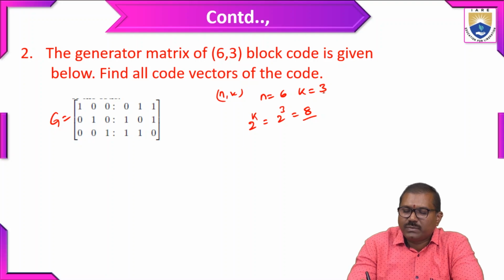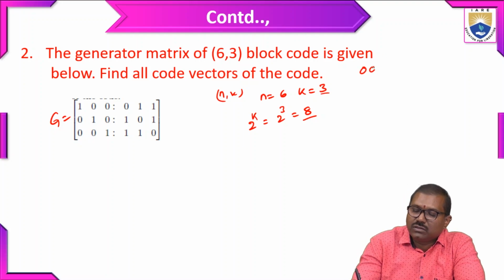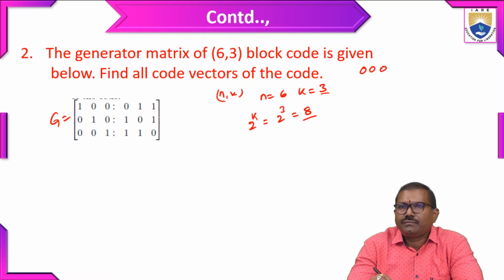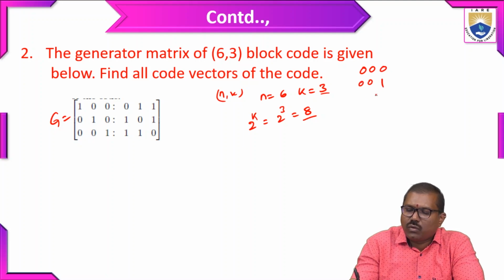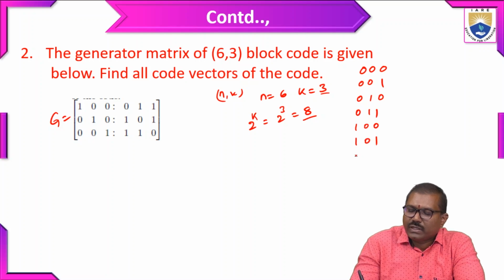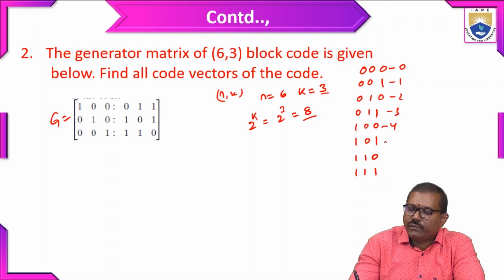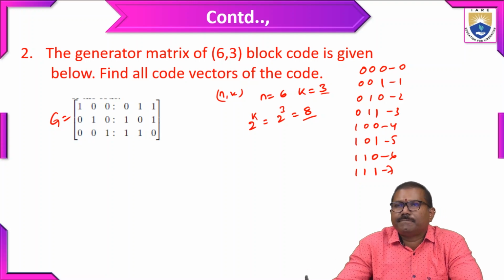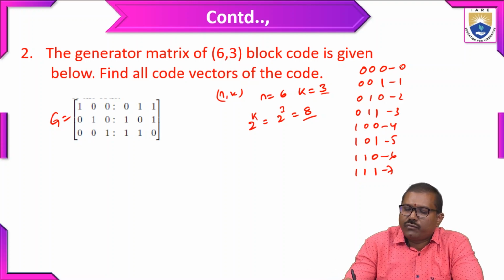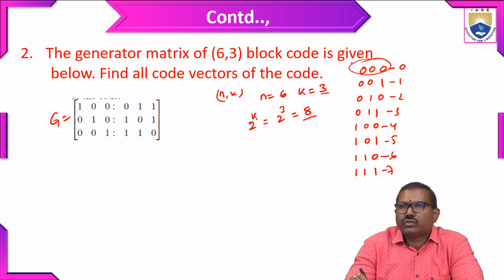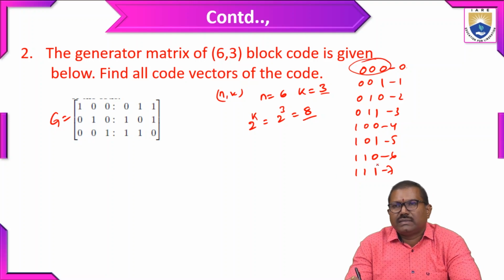It is 3 bits, so that means it starts with 0 0 0. Then 0 0 1, 0 1 0, 0 1 1, 1 0 0, 1 0 1, 1 1 0, 1 1 1. That means from 0 to 7 when you convert to decimal: 2, 3, 4, 5, 6, 7. For 0, you have 3 zeros, and for 7, you have 3 ones.